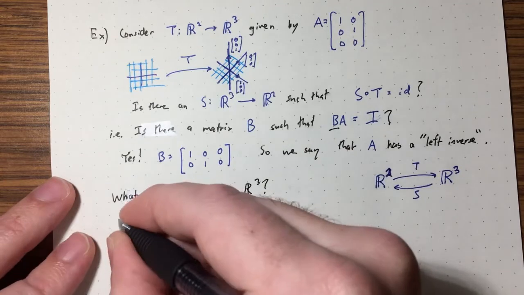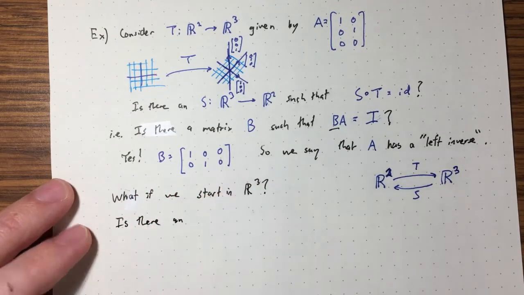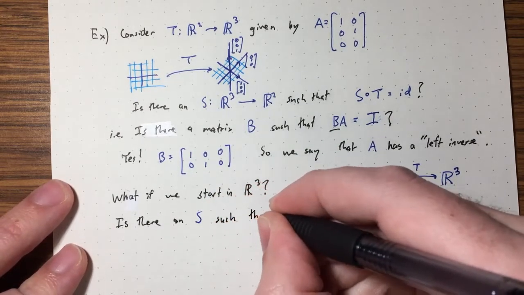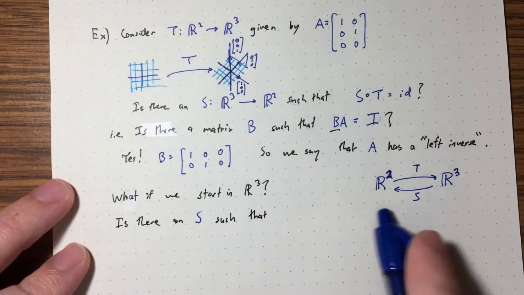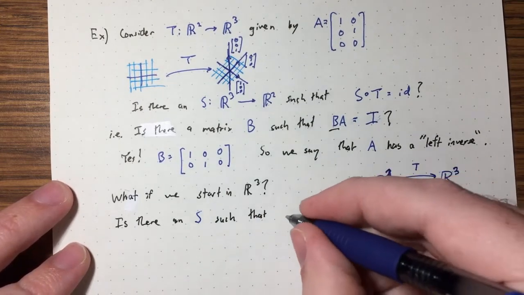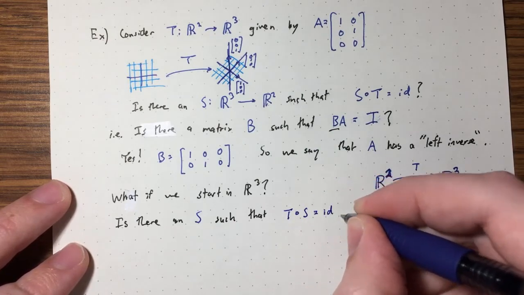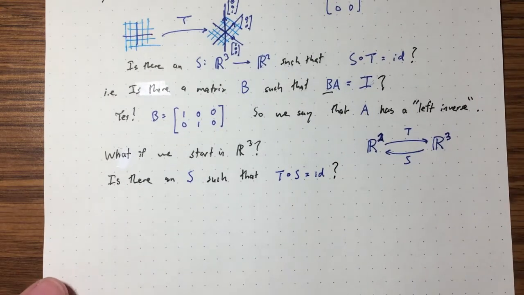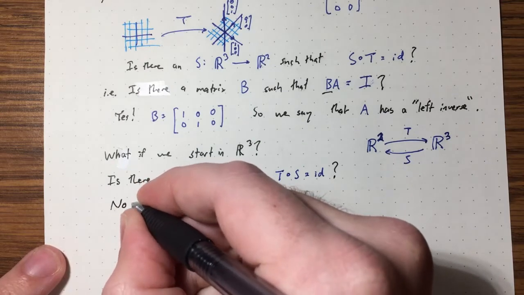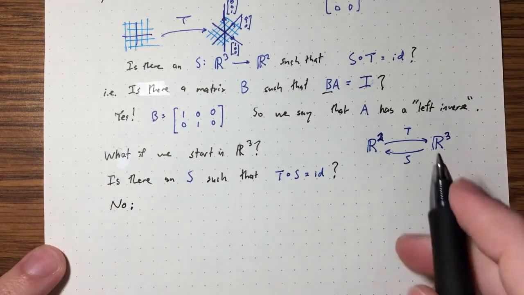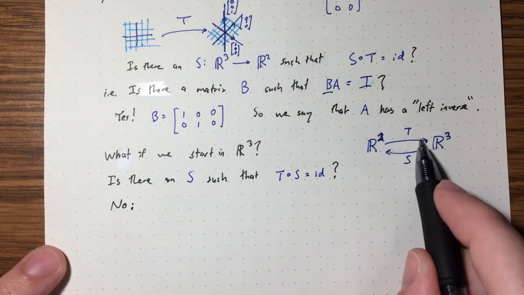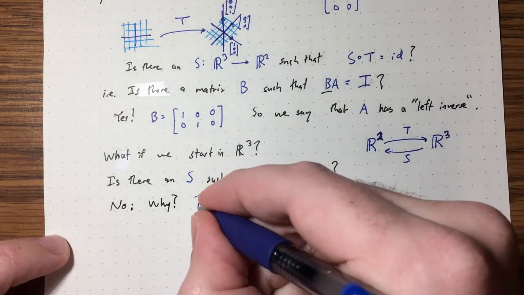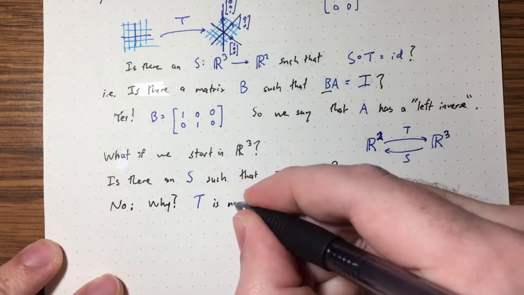So I want to ask the question, is there an S, maybe the same S that we just found, such that if we do it in the other order, so we do S then T, is that going to be the identity transformation on R3? Okay, well, the answer is no. But what is it about this T that makes it so that we can't do S then T and get the identity? So why? In this case, it comes down to T not being onto. So it's because T is not onto.